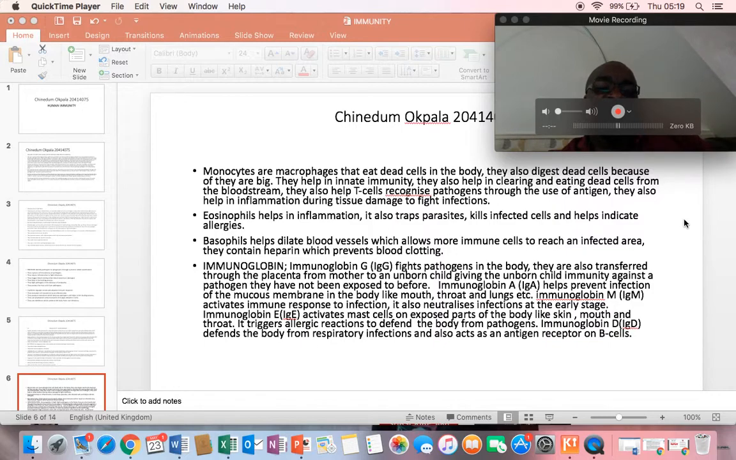Eosinophils help in inflammation. They also trap parasites, kill infected cells, and help indicate allergies. Basophils help dilate blood vessels, which allows more immune cells to reach an infected area. They contain heparin, which prevents blood clotting.